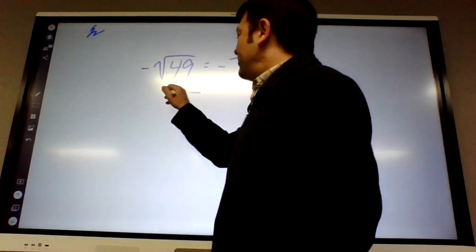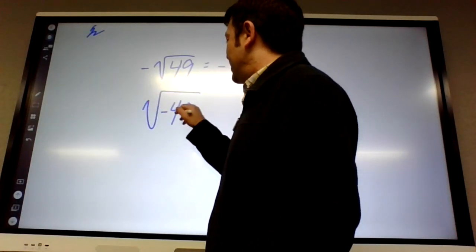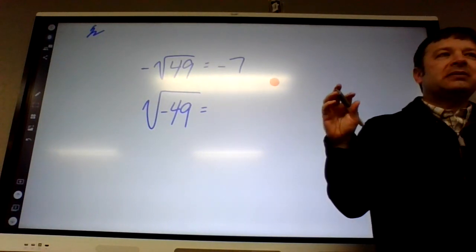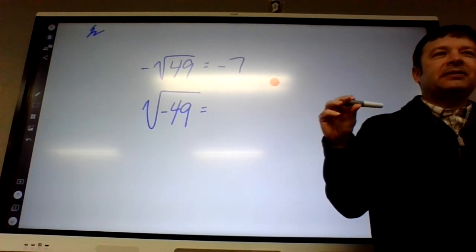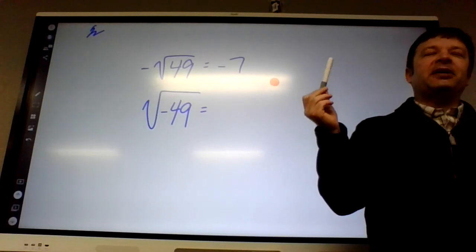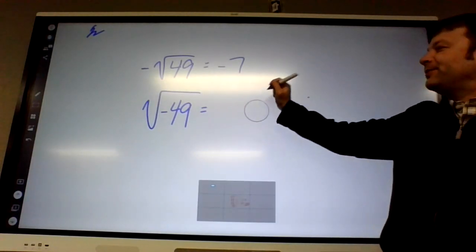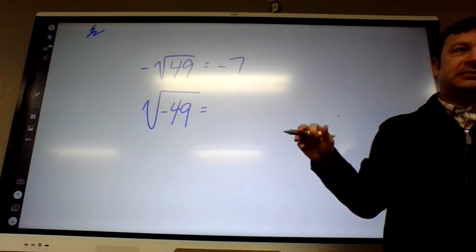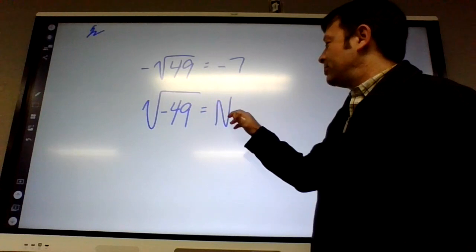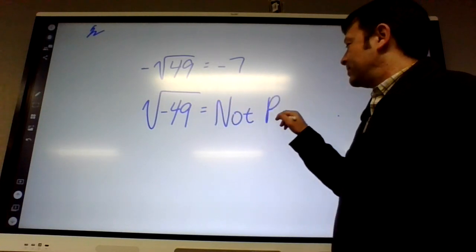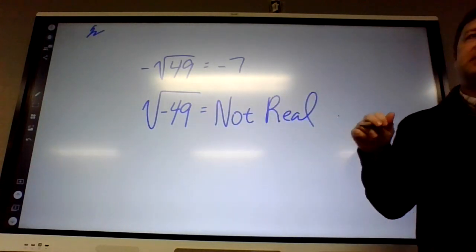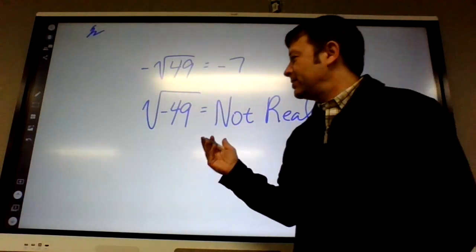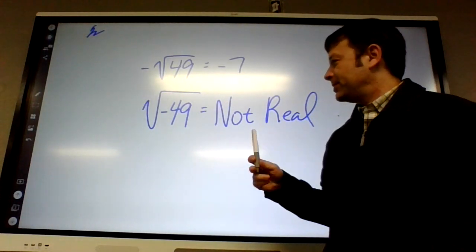Okay. How about if I said square root of negative 49? 7. What times itself, this is a trick question. What times itself equals negative 49? It's not nothing. Okay, yeah, so what we're going to put today is not real. There is something called an imaginary number that deals with this, but that's algebra 2. So we don't have to worry about it.